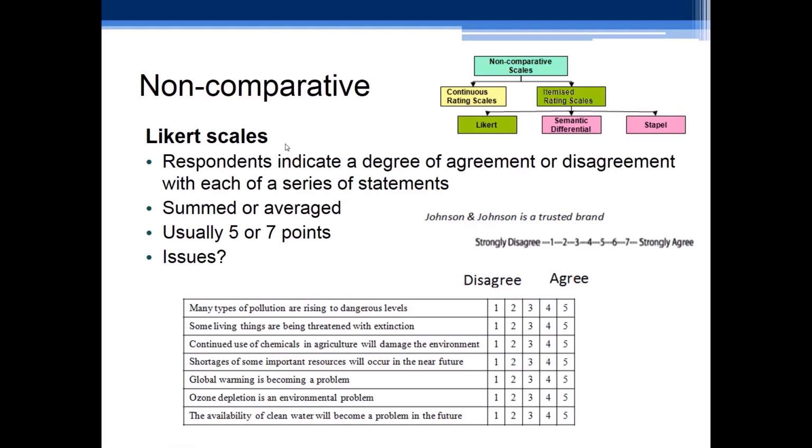In terms of non-comparative, we've got 3 types. We've got the Likert scale, semantic differential scales, and then Stapel scales. A Likert scale is one that you would have seen quite a bit over time. This is where your respondent is provided with a statement and asked to provide an indication of the extent to which they disagree or agree with that. So here you've got an example. Johnson & Johnson is a trusted brand.